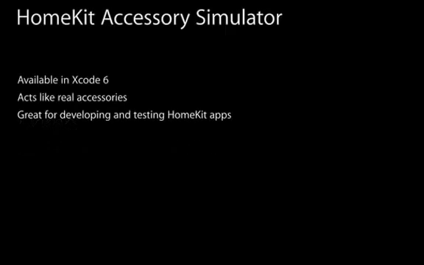So the HomeKit accessory simulator is available in Xcode 6. It acts just like real accessories. So when you develop your application using the HomeKit accessory simulator, you're doing the real thing. When you eventually get real accessories to connect to, they're going to work the same way. They're going to be exposed to you the same way through HomeKit. So this is a great way for you to get started and a great way for you to develop and test your HomeKit applications.